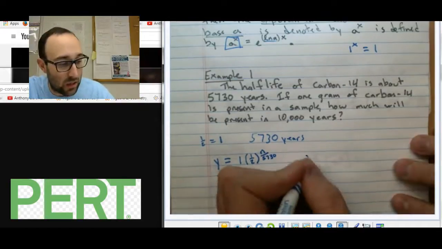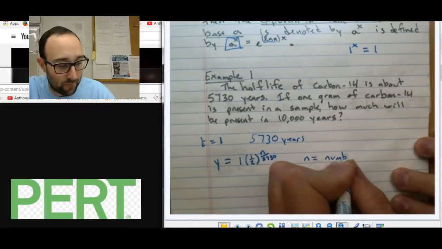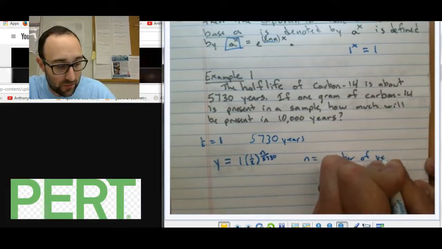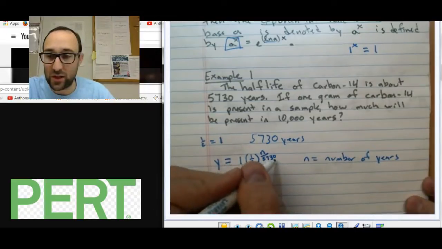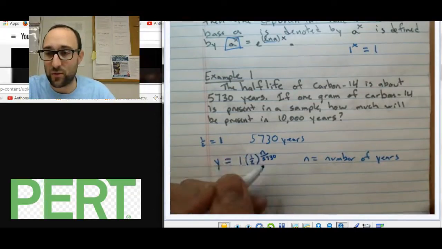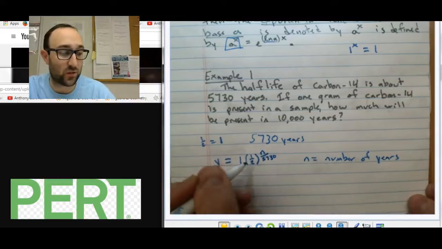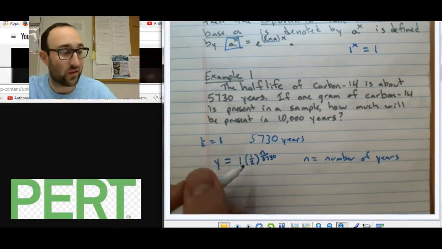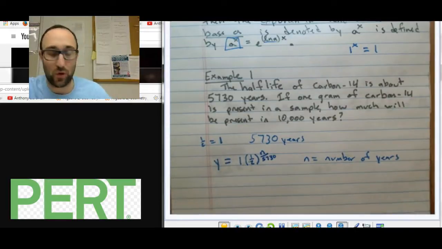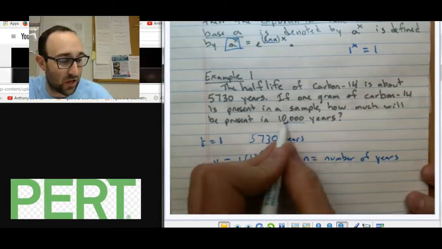Okay, where n equals number of years, right? Because if we have 5,730 years, we're going to say 5,730 over 5,730, and that's going to be 1. So we're going to take half of it, which makes sense because we want to have half of this 1 gram left. Okay, so how many years are we actually talking about?